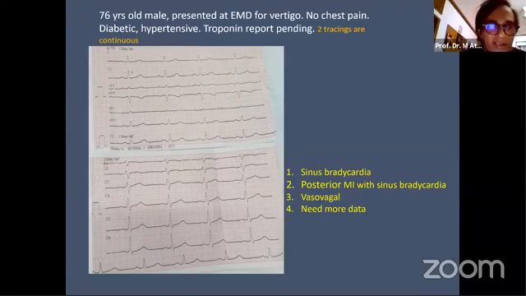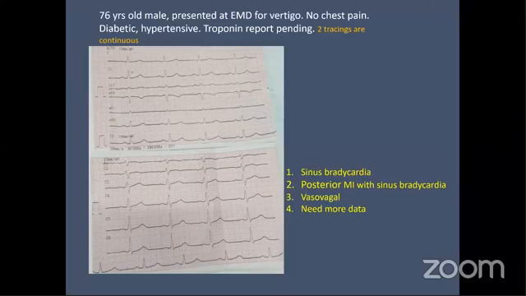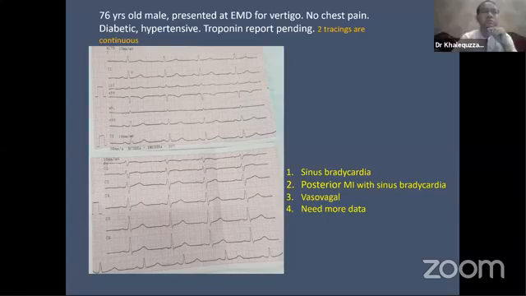Number one, the speed of the ECG is important. If you take it as a 25 millimeter per second speed, then the rate is 40, but it is actually 50 millimeter per second speed here, which means the rate is around 80.